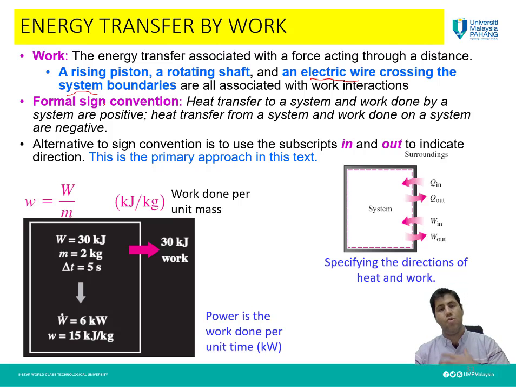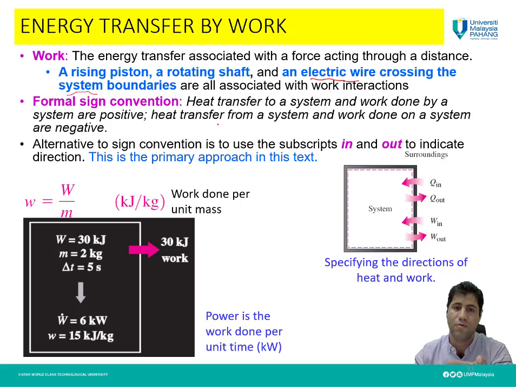When we have work or heat, the sign of this energy transfer is also important. Heat transfer to a system and work done by a system are positive, like what you can see here. However, later I will discuss it here also. We can write Q in, Q out, W in, W out. And heat transfer from a system and work done on a system are negative. It is important for your calculation.